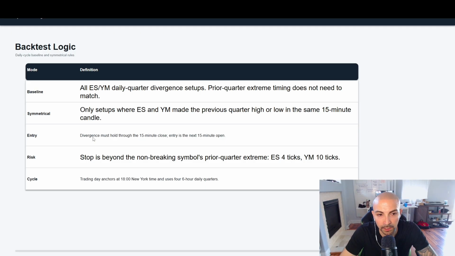When the entry happens, divergence must hold through the 15-minute close, and then the entry is on the next 15-minute open. Risk stop is beyond the non-breaking symbol's prior quarter extreme. For ES, it's 4 ticks. For YM, we have 10 ticks. And then we'll go into the daily cycles.